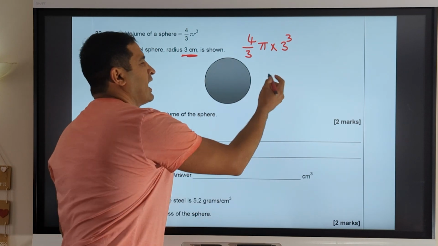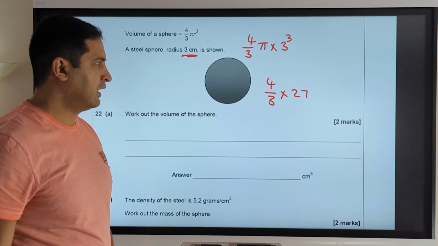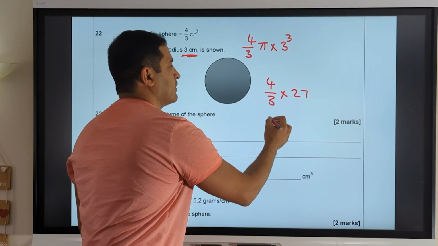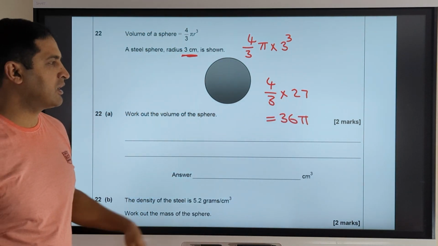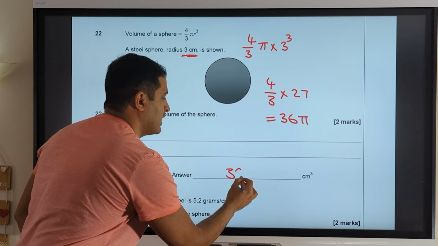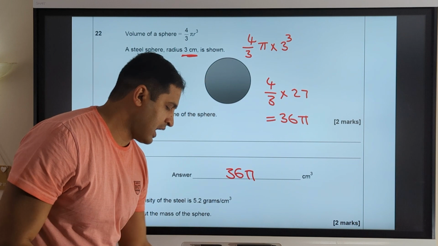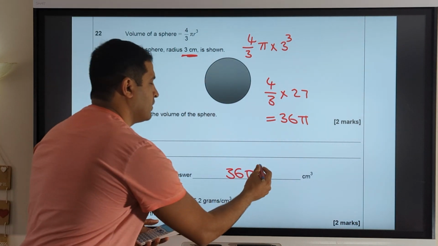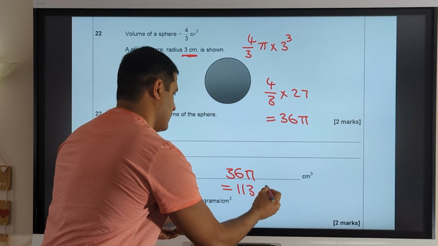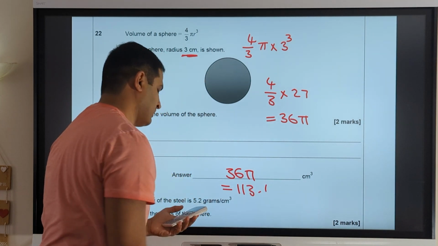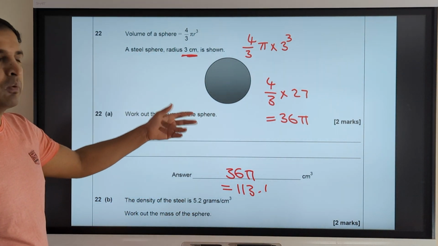3 cubed is 27. I can do it in my head as well. So 4/3 times 27. 27 divided by 3 gives you 9. So that gives you 36. And then you're multiplying by pi. So if you've been asked to leave your answer in terms of pi, that would do the job: 36 pi. Or you can write it as a decimal number, 36 times pi, which gives you 113.1 to 1 decimal place. So either one would have got you those 2 marks.